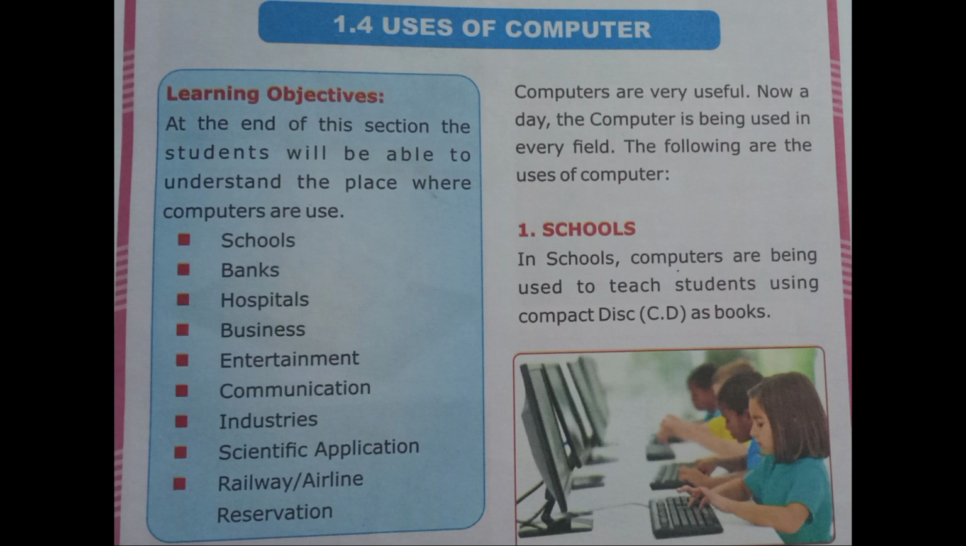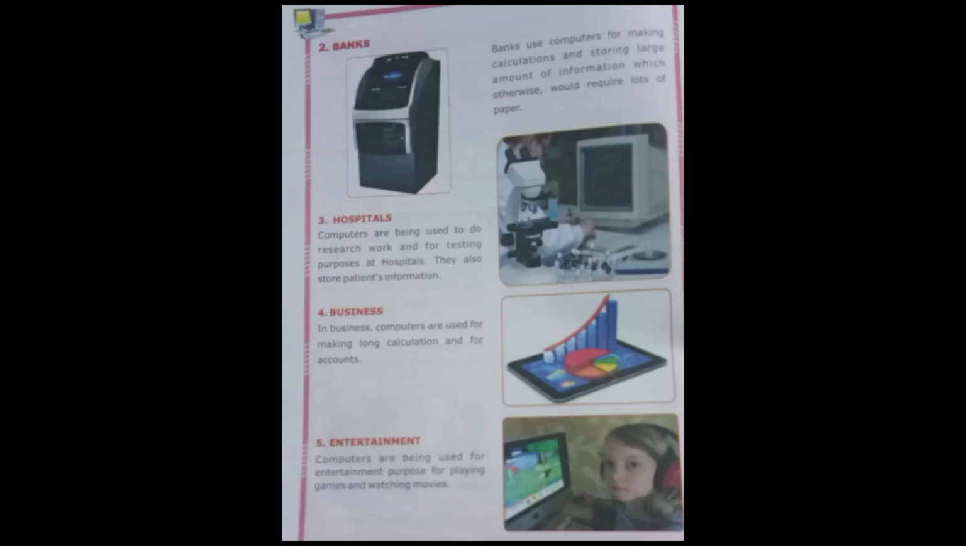Now we are going to see the second use of computers, which is banks. Banks use computers for making calculations and storing large amounts of information, which otherwise would require a lot of papers. Okay, so banks use computers for calculation and storing a lot of information, otherwise we waste a lot of paper unnecessarily. So this is the second usage, banks.